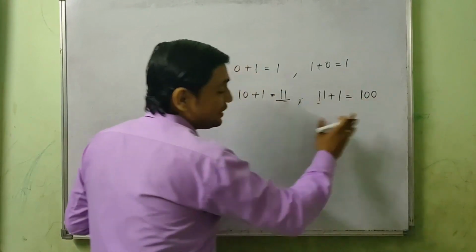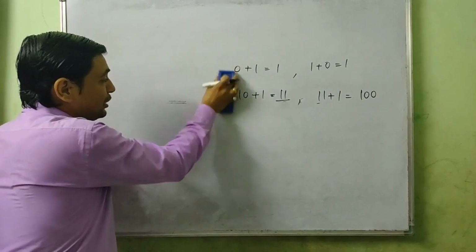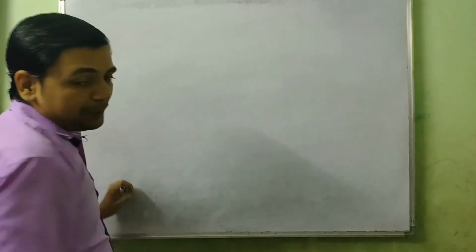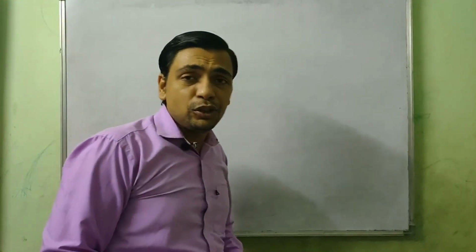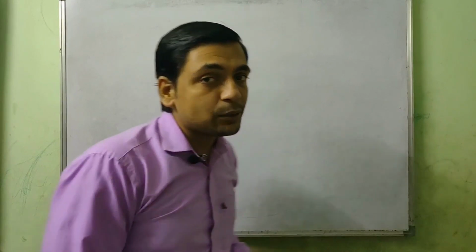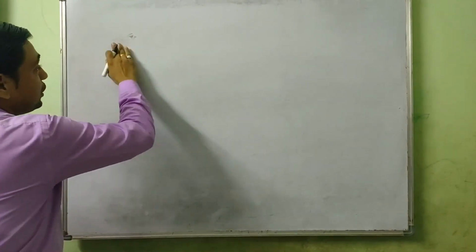Now how is this done? For that I am telling you these basic 4 operations. The basic 4 are: 0 plus 0 is 0, 0 plus 1 is 1, 1 plus 0 is 1, and 1 plus 1 is 1 0. So this is where you have to take care. 1 plus 1 is 1 0.